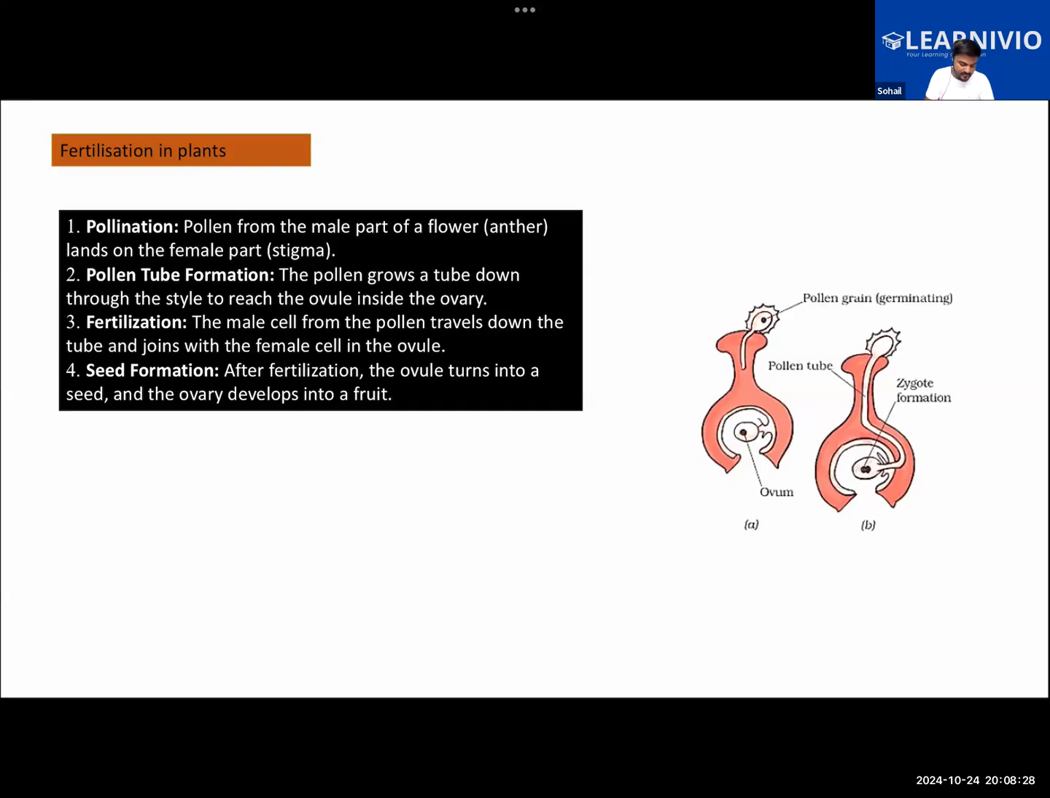Now we will be learning about what will happen once the pollen grain falls on the stigma. Once the pollen grain lands on the compatible stigma, meaning the right stigma, consider that this is a hibiscus flower. The pollen grain should land on the stigma of the hibiscus flower only. Then only fertilization will take place. If it were to land on any other flower, fertilization will not take place.